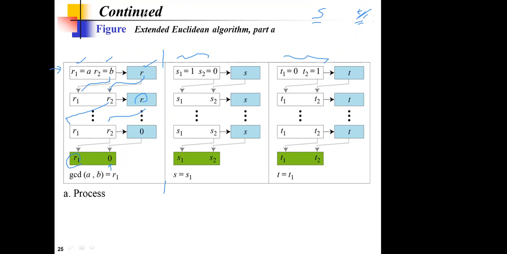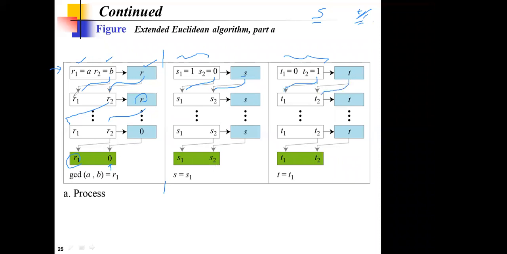Then I shall do the same operations along with the Euclid. Here I can take this remainder S, and I shall update this S2 with S1 and S with S2. A similar operation is here: T1 is 0, T2 is 1, then the remainder is T. And I shall update this T1 and this T.